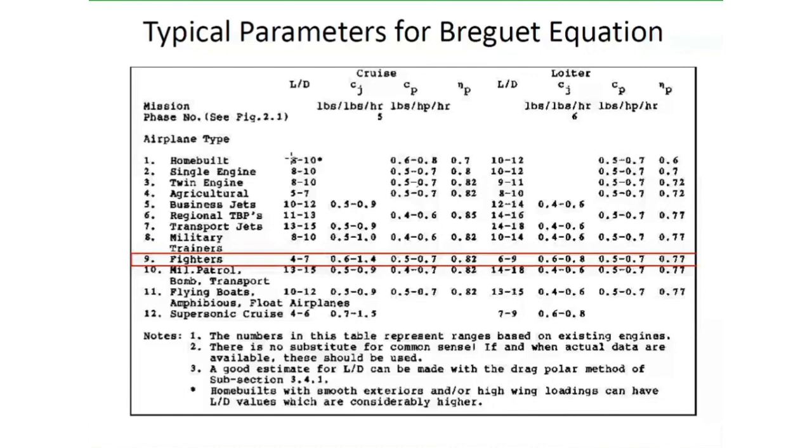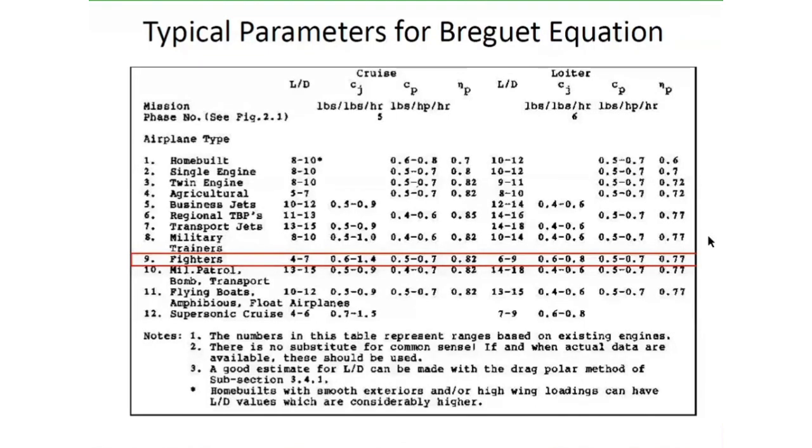So transport jets, you get 13 to 15 because their aspect ratio is close to 6 or 7. So you get around 13 to 15 L by D, and then fuel consumption and all that. So for loiter, what is the L by D? From this you can get an estimation of the fuel consumption, because for using the Breguet equation, you need L by D, you need SFC, and you need range, distance and range. So you can work backwards and find out what is the fuel mass ratio from the initial to final.